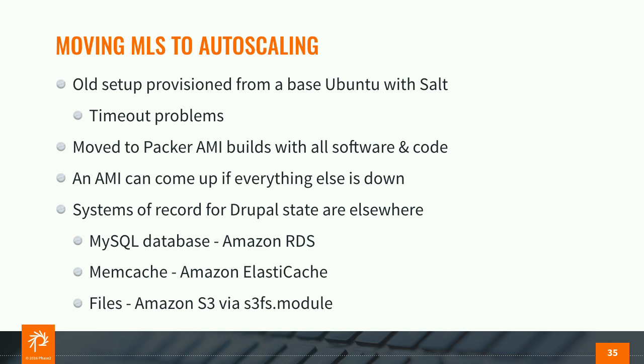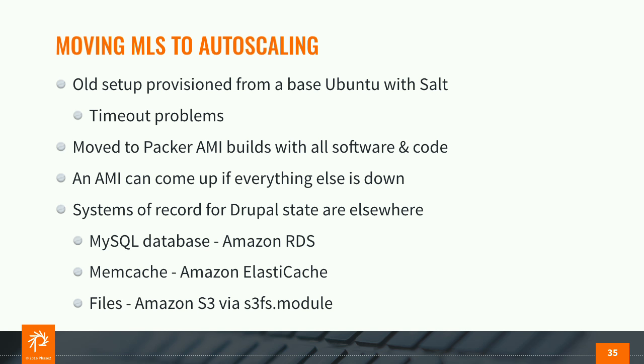So the client I talked about earlier was MLS, where the old setup just started from a base Ubuntu and provisioned using Salt, but we had problems mainly with timeouts, where sometimes it would take more than 5 minutes to scale up. And so we moved to a Packer AMI build that had all the software and all the code on it. We also specifically made it so that even though the autoscaling instances would join the Salt master, they didn't actually run Salt when they joined.